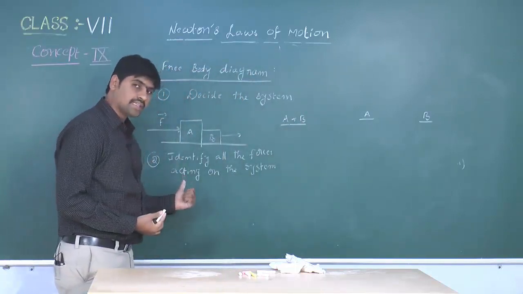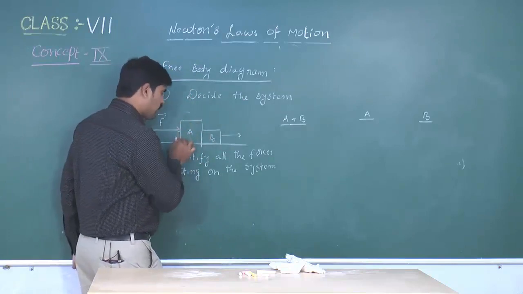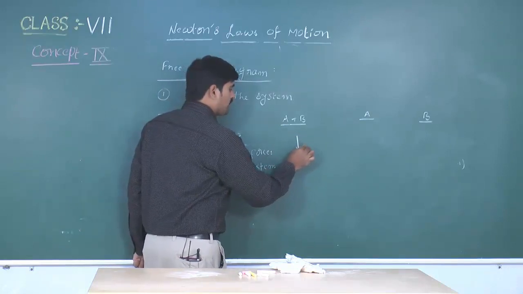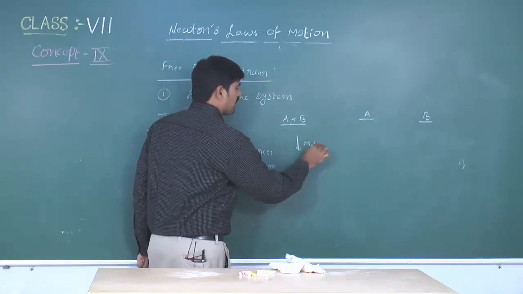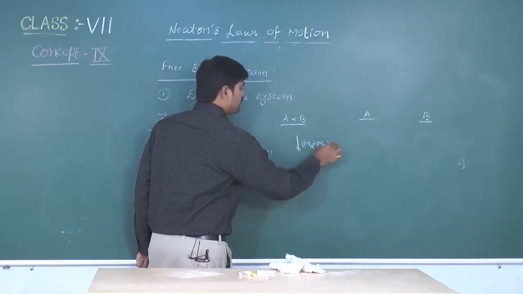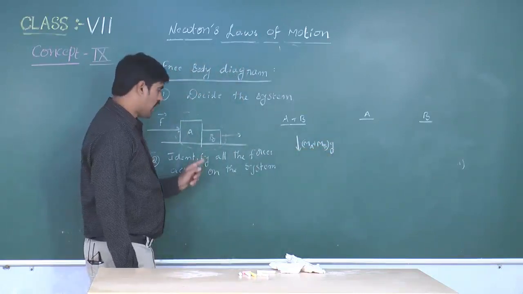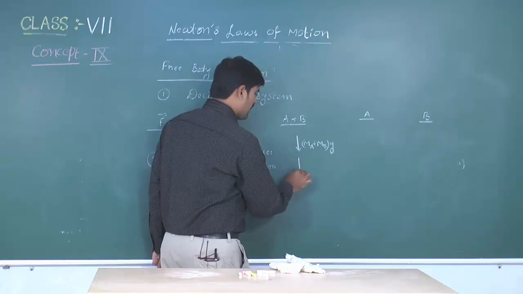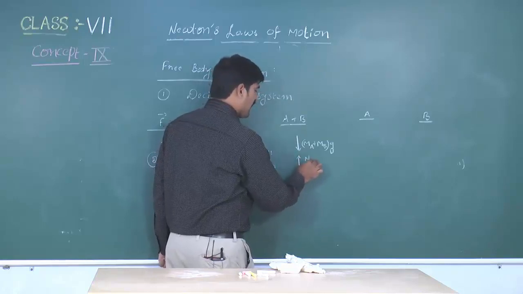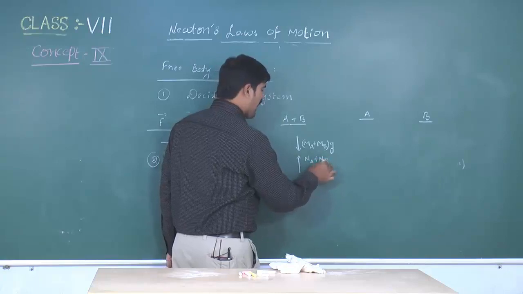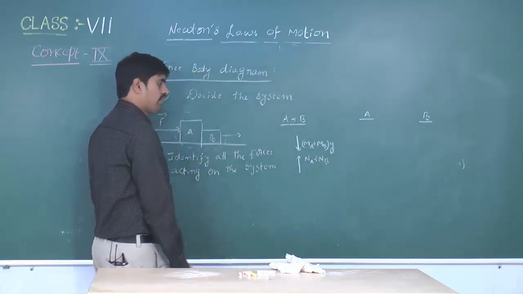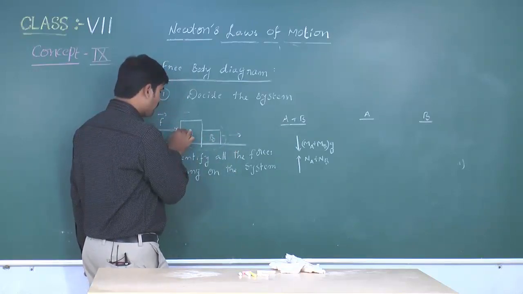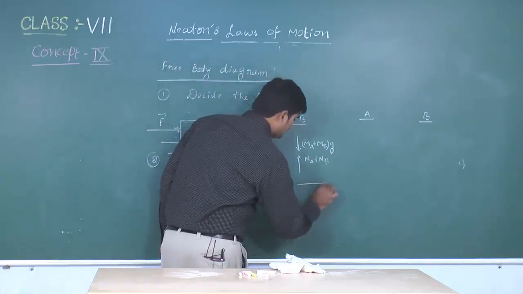How many forces are acting on that system? Together, there is a downward force, MA plus MB into G. This is the force acting in the downward direction. Another force is the normal reaction, Na plus Nb, which acts on the system by the surface. And also on the system, the external force F bar is acting in this direction.